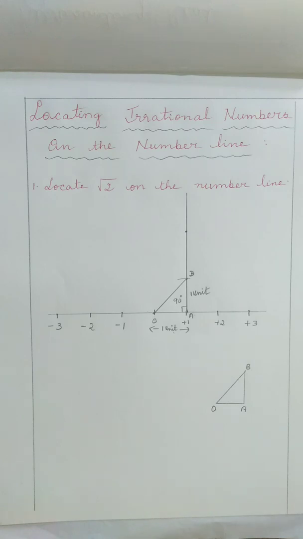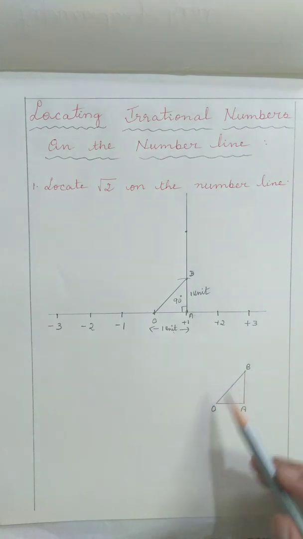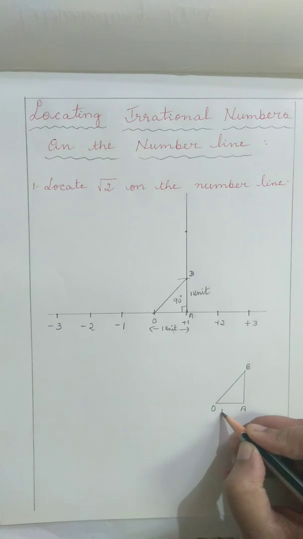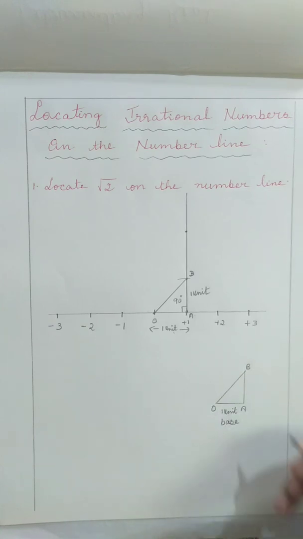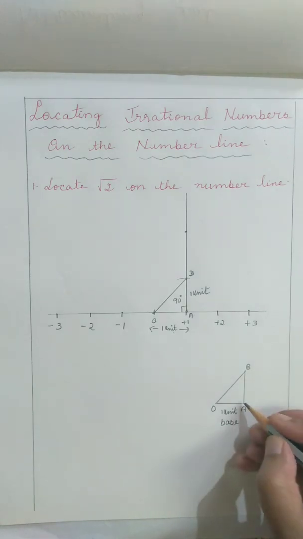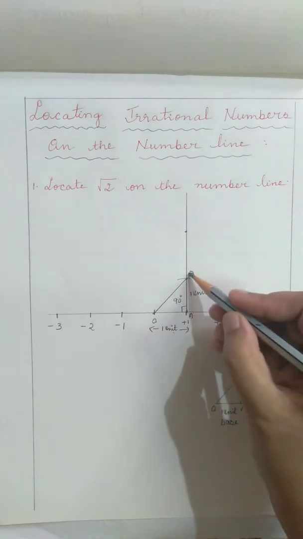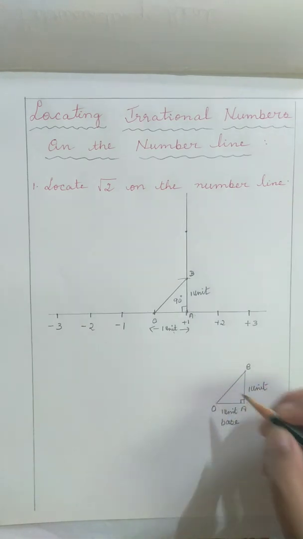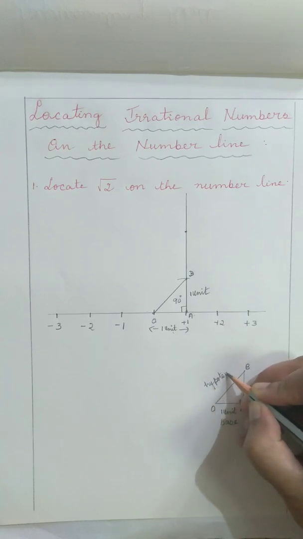So to locate root 2 on the number line, we have got a right angle triangle, that is OAB. We know that OA is 1 unit. So this is the base. Then BA, at A 90 degrees is formed, which is the perpendicular. So BA is 1 unit. Now we have to calculate what OB is, that is, we have to calculate the hypotenuse value.